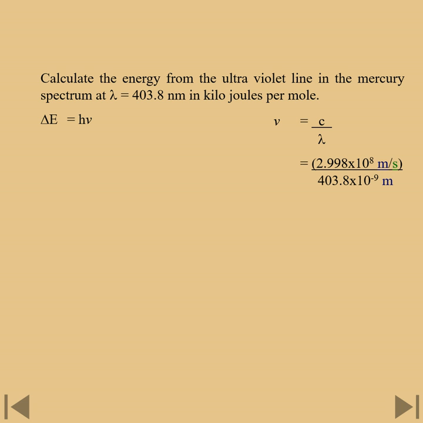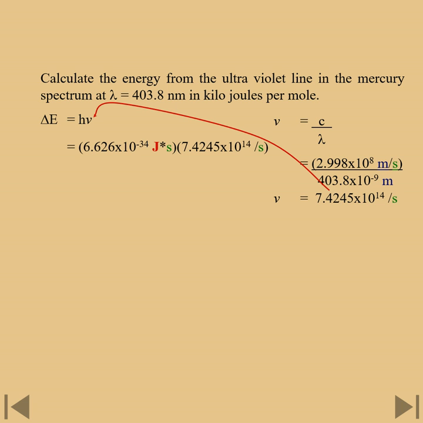Speed of light, that constant, 2.998 times 10 to the 8th meters per second. Lambda, and again, we have to make sure it's in meters, so convert those nanometers into meters. And note how the meters cancel to give us the appropriate unit of reciprocal seconds. And now that I have the frequency, I have everything that I need.